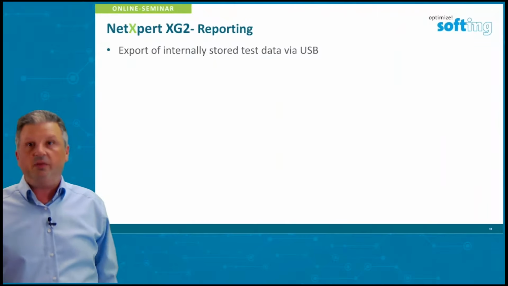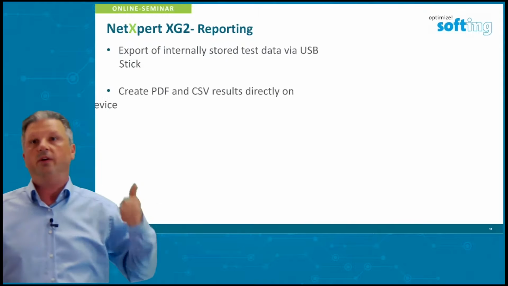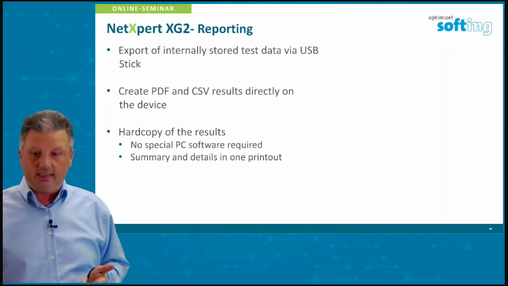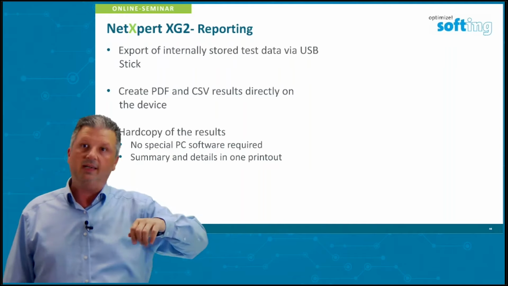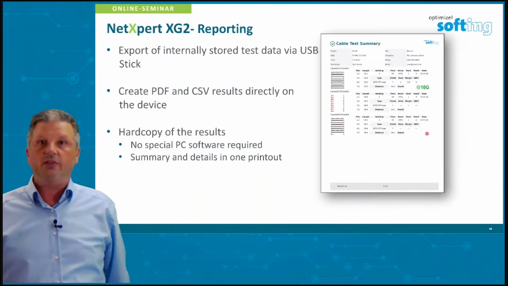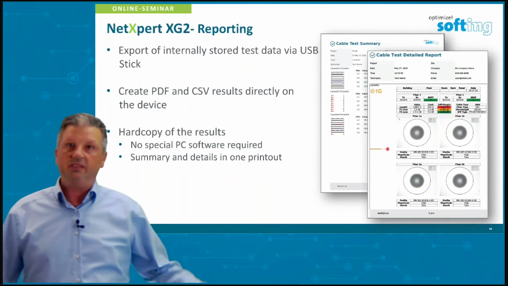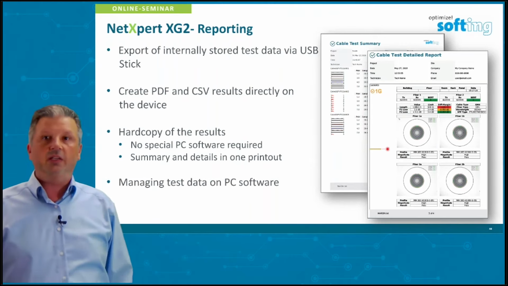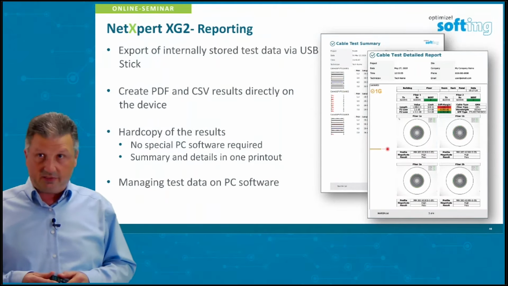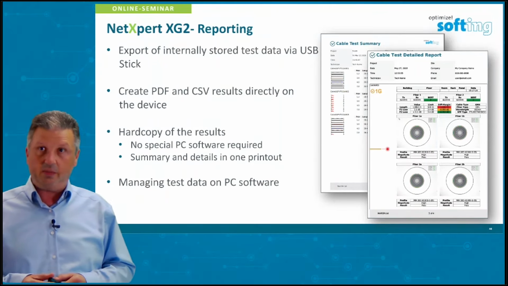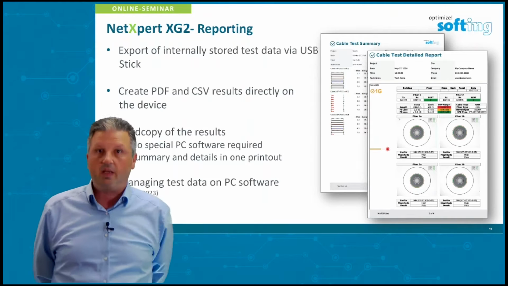Good. The reporting, we come back to reporting again. We have it for different technologies, for copper, for fiber, for microscope testing. And this is a typical PDF or CSV that we can create in the device, and with a USB stick, you have it available later on. We also plan for next year a PC software where you can upload your test reports, do a lot of things inside to define, and then later create a PDF. The same as what we do with our certifier in the export software.